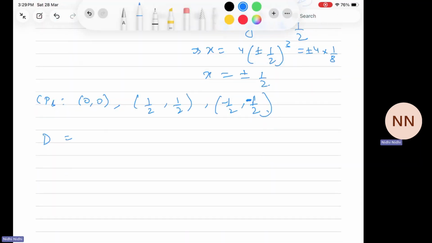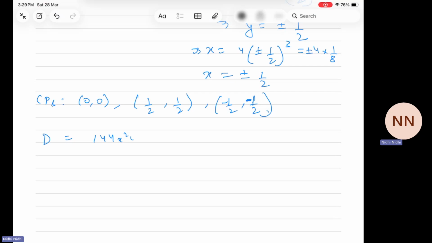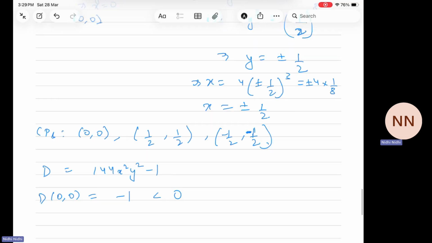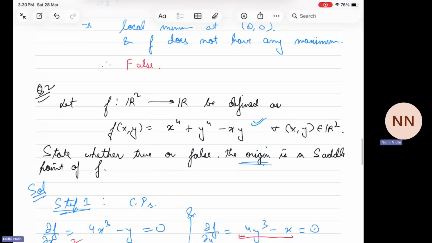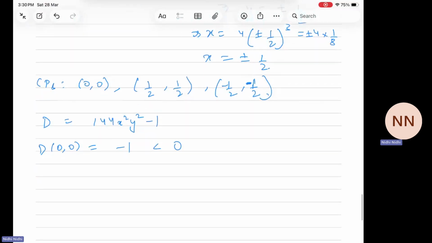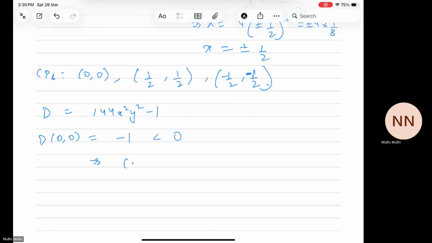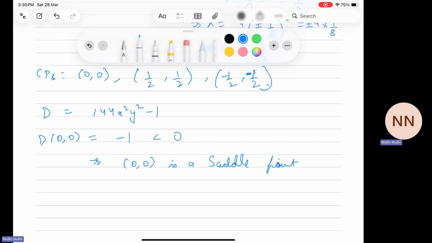Since D was 144x square y square minus 1, at the origin this will be minus 1. What that means is that D is strictly negative. What happens when D is negative? The critical point turns out to be a saddle point. That's what was stated in the problem: the statement says that the origin is a saddle point. Yes, the origin is a saddle point. Hence, the given statement is true.